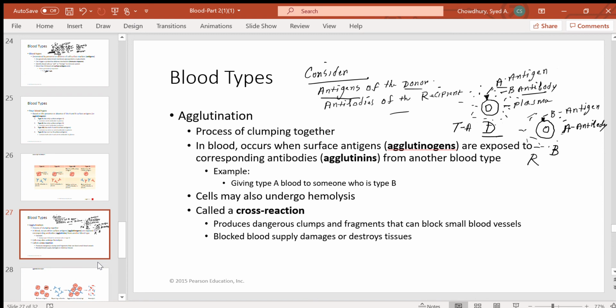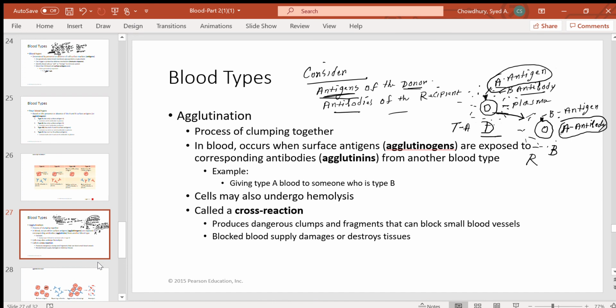Okay, and when this donor gives blood to this person, the rule is we will see the antigen of the donor. So donor's antigen is A, right? And we'll see the antibodies in the recipient. This recipient's antibody is A.